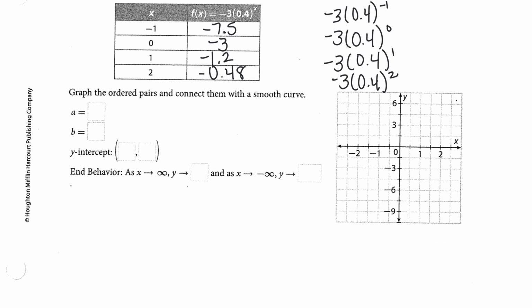Identify those pieces in the graph. A this time is -3. B is 0.4. Our y-intercept is 0, -3. Then we will need to graph those points. So as x approaches infinity, y approaches 0, and as x approaches negative infinity, y approaches negative infinity.